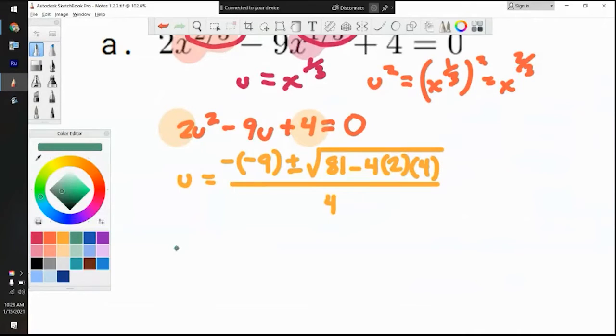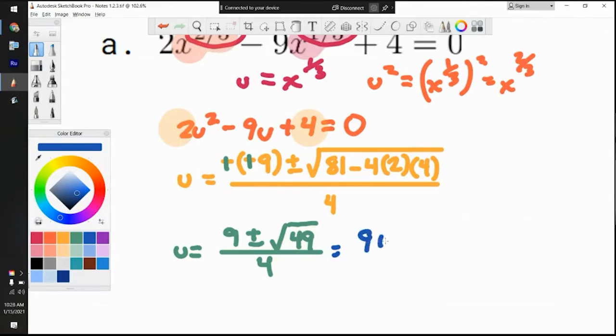Let's simplify this down here. This becomes 9. So it's 9 plus or minus the square root of 81 minus 32, which is 49. Yes? No? Yeah. Yes? Always assume you're wrong. This is going to be 9 plus or minus 7 over 4, because this just becomes 7.